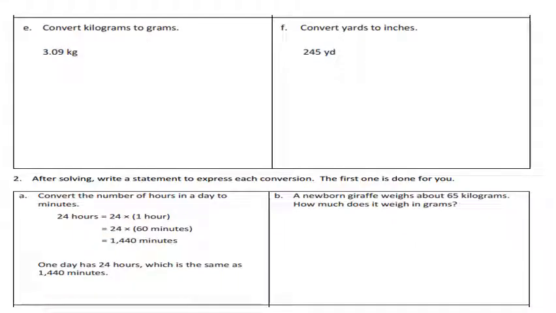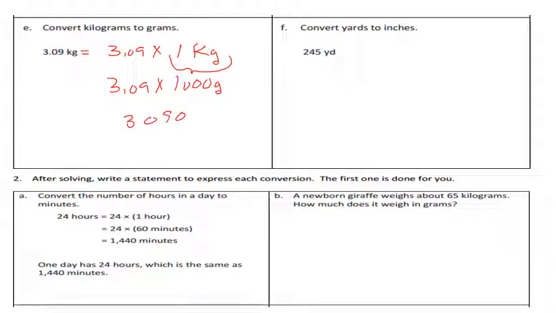Now we have 3.09 kilograms, and we're going to do our expanded form, 3.09 times 1 kilogram. And we know 1 kilogram is equal to 1,000 grams. So 3.09 times 1,000 grams. If I multiply by 1,000, it moves 3 place values, so we're going to end up with 3,090 grams. And if I do my estimation, 3.09 close to 3 times 1,000 would be 3,000.